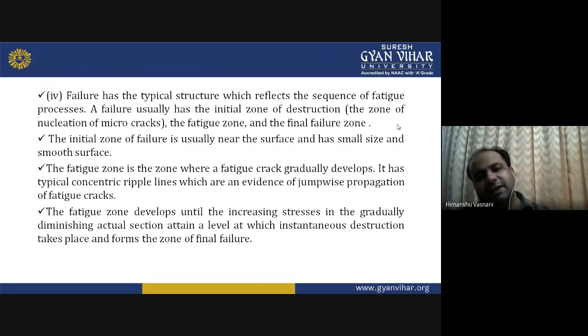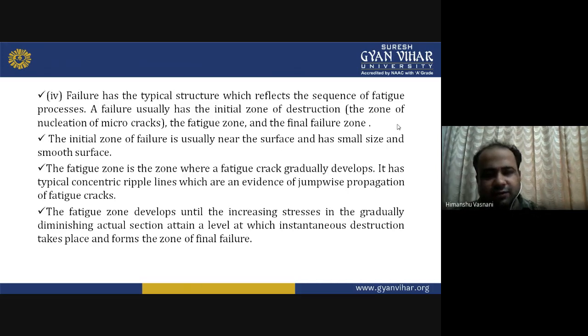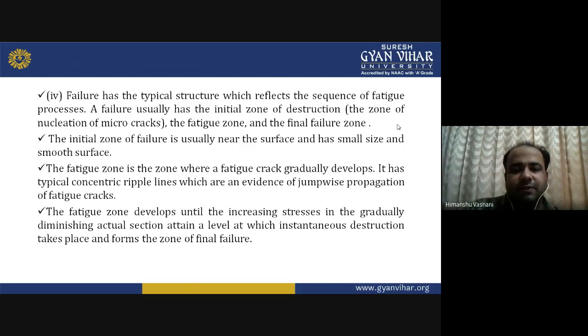Now, failure has a very typical structure which reflects the sequence of fatigue processes. A failure usually has the initial zone of destruction, that is the zone of nucleation of microcracks, the fatigue zone, and the final failure zone. The initial zone of failure is usually near the surface and has small size and a smooth surface. The fatigue zone is the zone where a fatigue crack gradually develops. It has typical concentric ripple lines, which are an evidence of jump-wise propagation of fatigue crack.